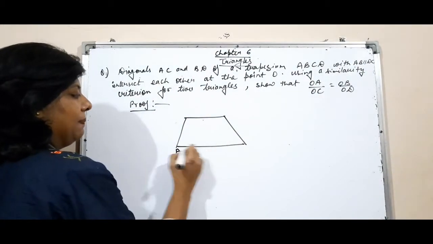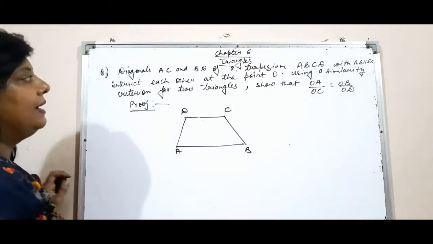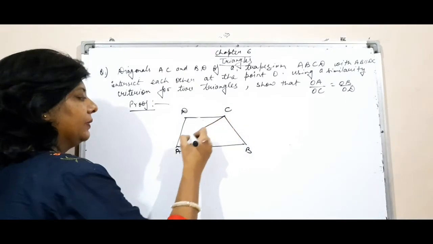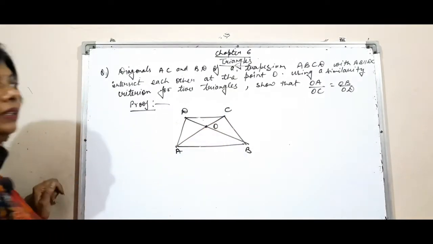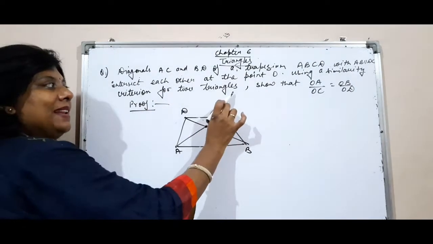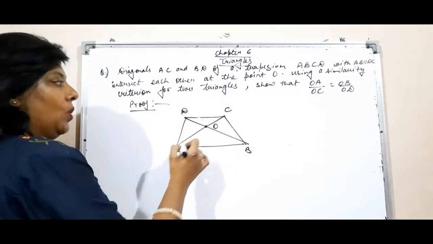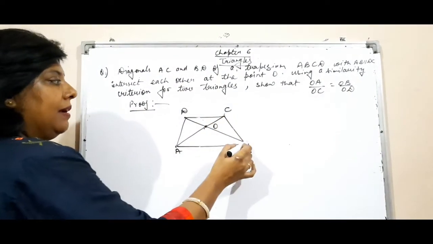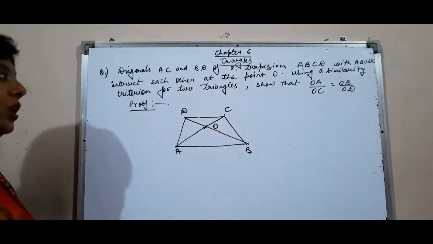Now what you have to do in this question: suppose we are having a trapezium ABCD. Diagonals AC and BD intersect each other at the point O. Using a similarity criteria for two triangles, show that OA upon OC equals OB upon OD. How will you solve it?